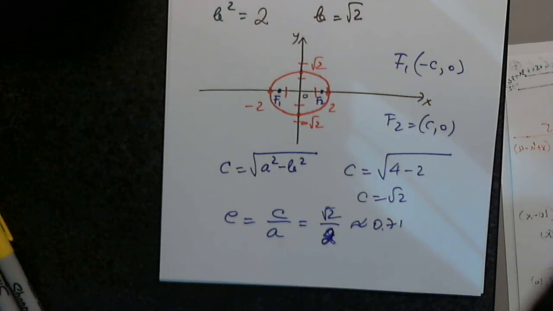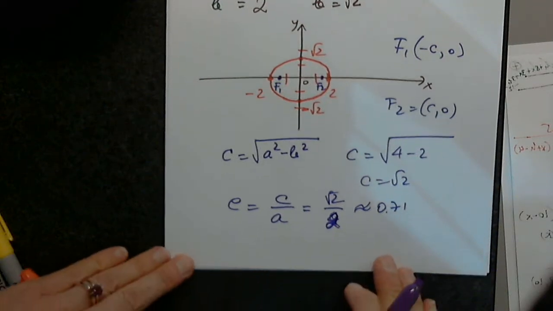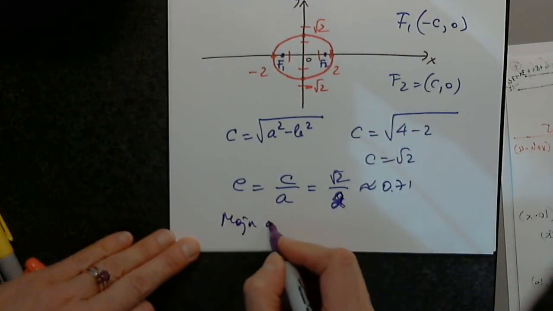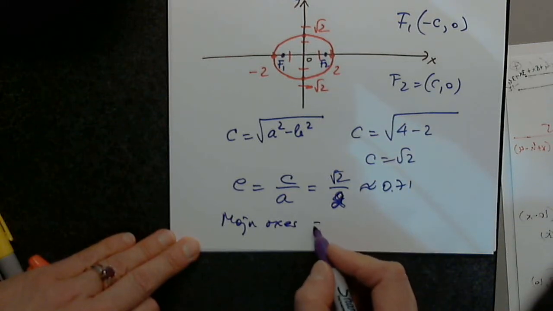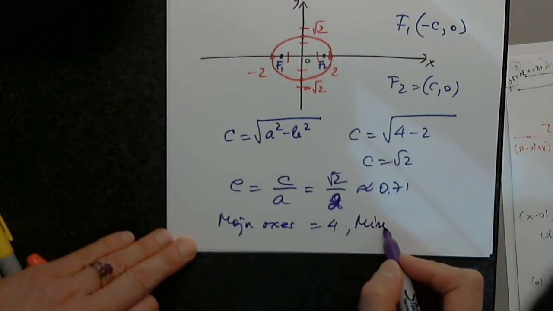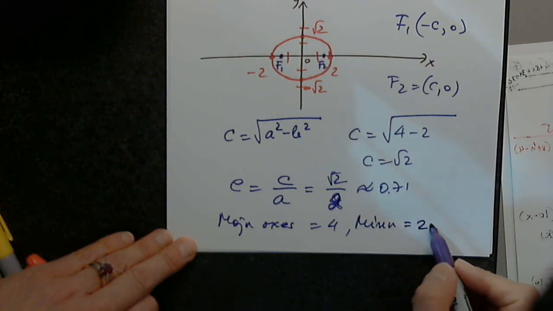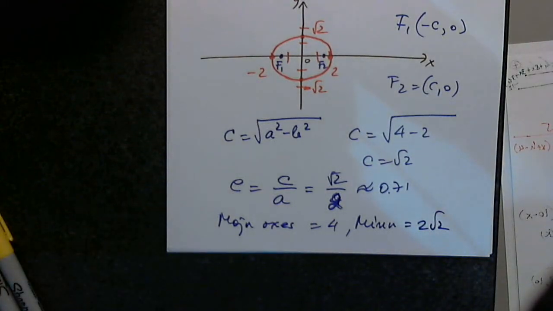The length of the major and minor axis. So major, 4. Yes, and minor, 2 times the square root of 2. Very good.